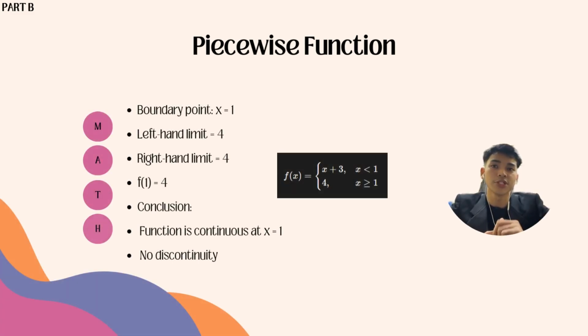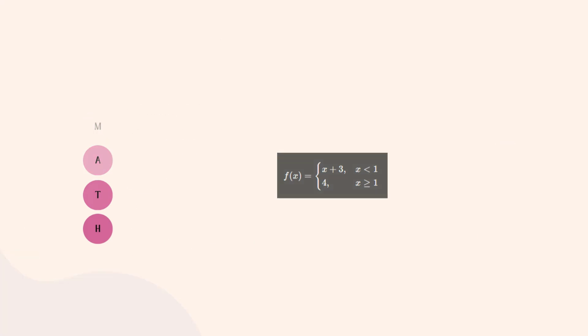Alright, for the piecewise function, the formula changes at x equal to 1, so that's the point we check. The left hand limit, the right hand limit and the function value are all equal to 4. Since everything matches, the function is continuous at x equal to 1. There is no discontinuity for this function.